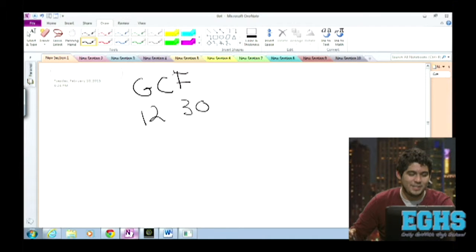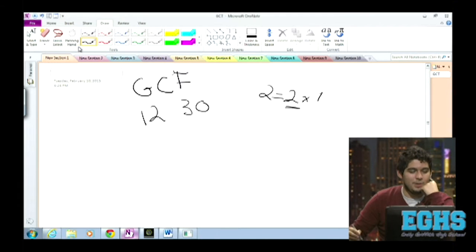So GCF just stands for greatest common factor. And so what that means is you might be sitting back and thinking, what's a factor? A factor is simply two numbers that multiply to get another number. So if we were thinking of, say, 2, two factors of 2 would be 2 times 1. And 2 and 1 would be the factors of 2.